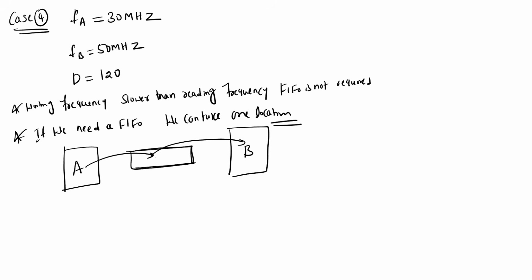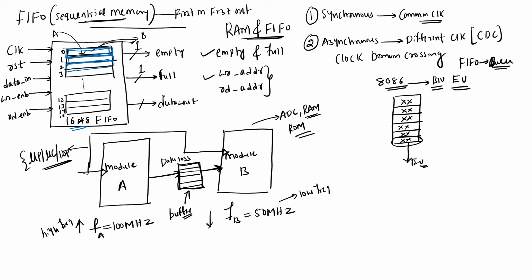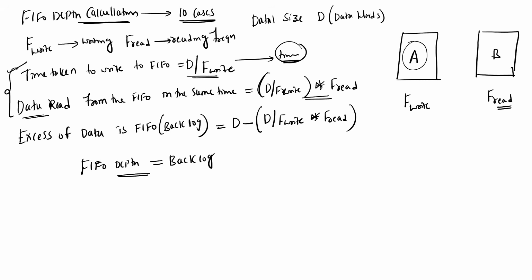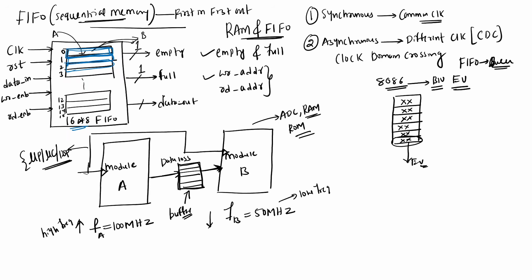Sir, as it is a little new concept for me, as I understood, if writing frequency is less as compared to reading frequency, we have no need to deploy a FIFO here. Yes. And if we have to deploy, we can use only a single location. Yes. So when the FIFO is required, I told you at the starting only, it is to compensate both frequencies.